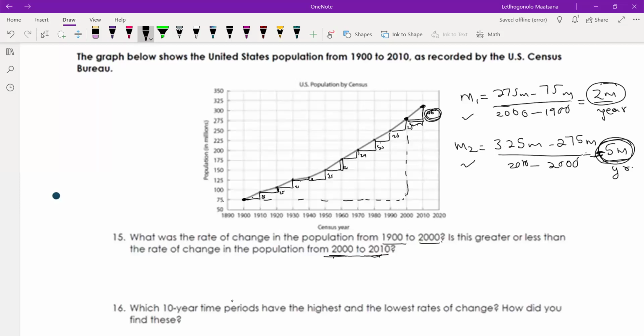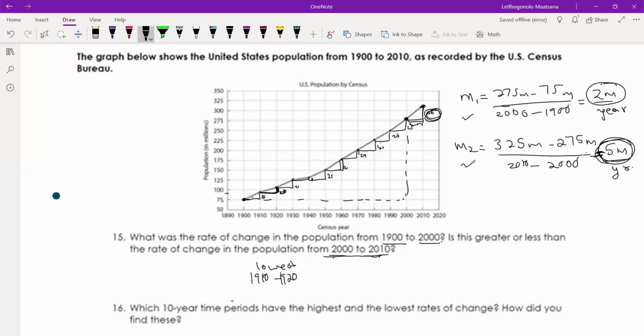So the greatest change will be here. The lowest one was somewhere over here, just that piece there. If you look, it starts somewhere at 95 and ends at 5, so we can say it's 15. So between 1910 and 1920, we had the lowest growth per year.